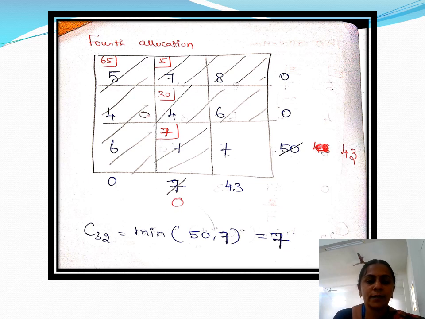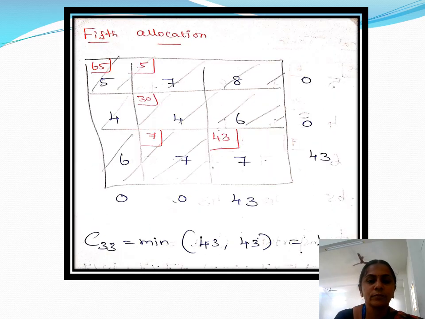Then move on to the next allocation, that is C32. C32 is equal to the minimum of supply value 50 and demand value 7. The minimum value is 7, so we allocate 7 here. Then we check that the demand is balanced, so put 0. The remaining supply value is 43. Then the last allocation is made on the cell C33. C33 is equal to the minimum of 43 and 43, so 43 is the value allocated in the last cell.